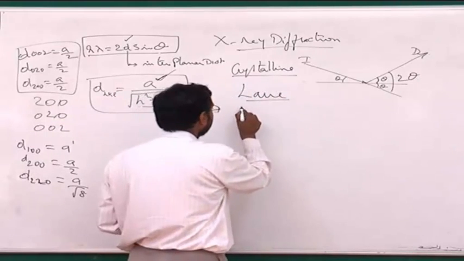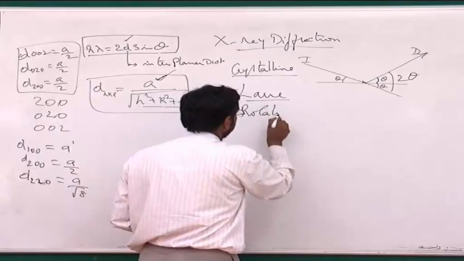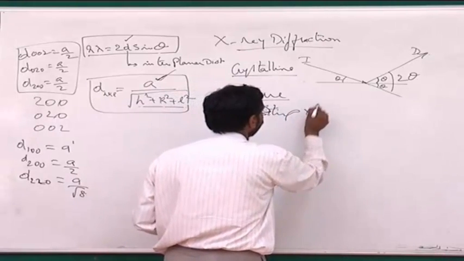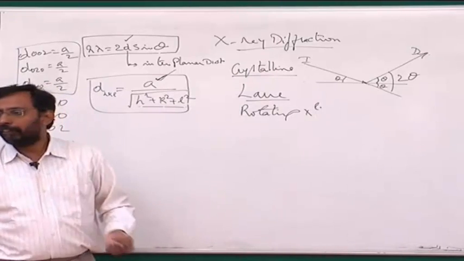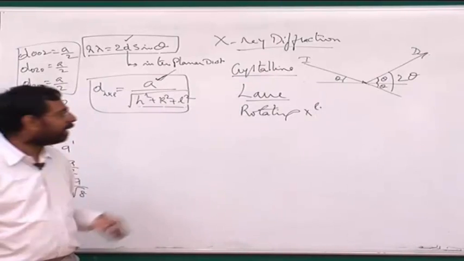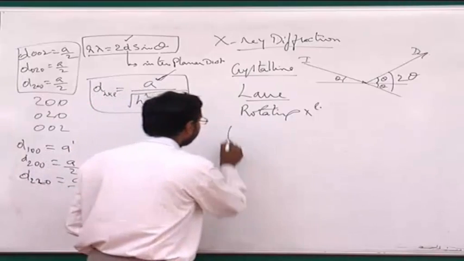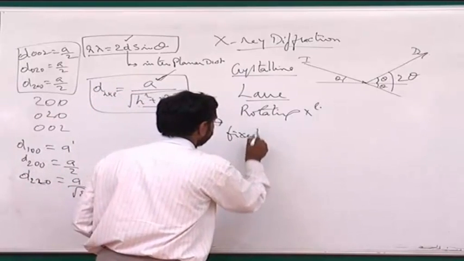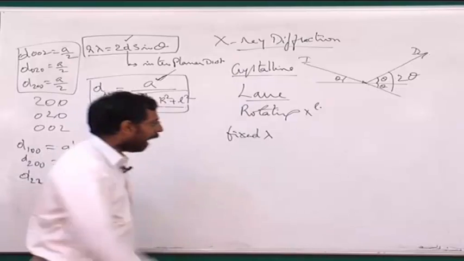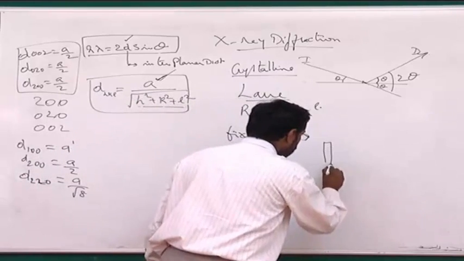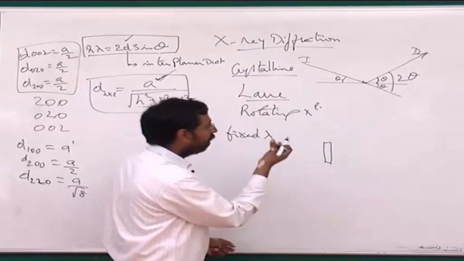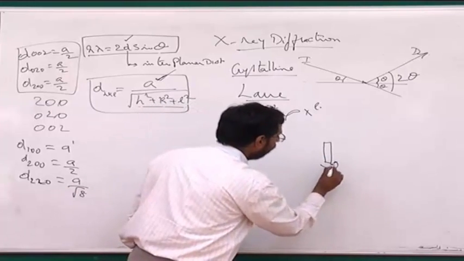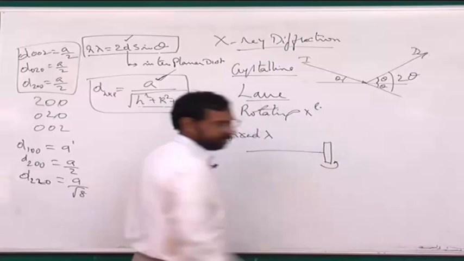The second technique is what is called rotating crystal. Again, I will give it just because of historical importance. Otherwise, it is not a very popular technique for polycrystalline material. Here again, we use a fixed lambda and take a single crystal and keep rotating the single crystal. It is rotated like this, and an X-ray beam falls on it.